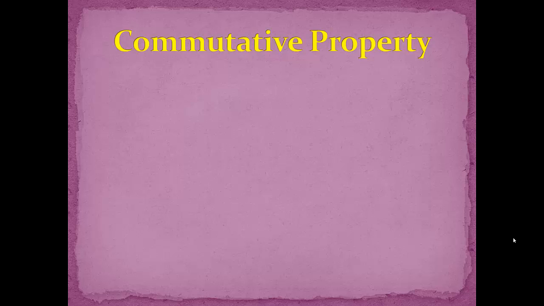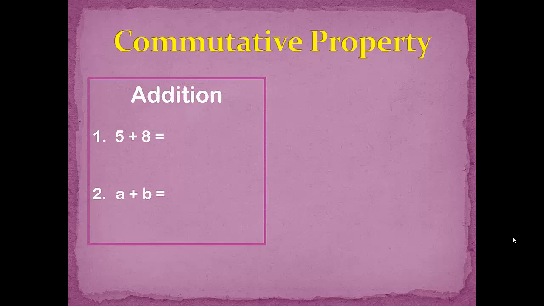So first we can look at addition. We can change the order and it will not change the sum. So for number 1, 5 plus 8 is the same thing as 8 plus 5. Because you notice that 5 plus 8 is 13, and 8 plus 5 is also 13. We can look at this with variables as well. A plus B would be the same thing as saying B plus A.